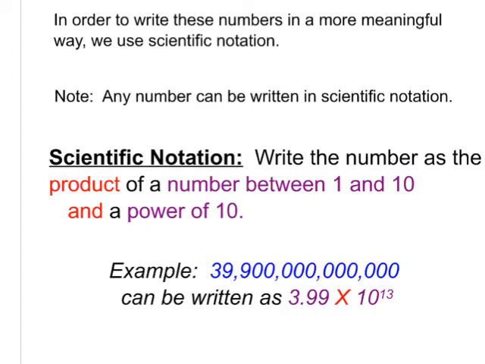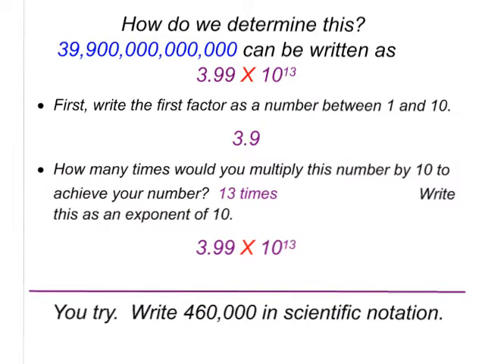Here's an example. Here's this very large number. It can be written as, instead of 39,900,000,000,000, we can write it as 3.99 times 10 to the 13th. So how do we do this? How do we figure out how to do this?